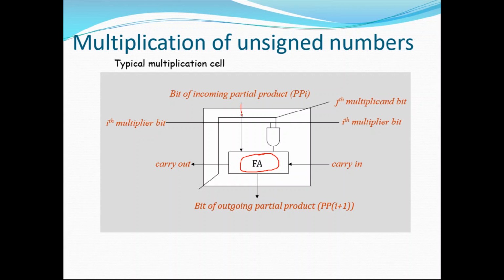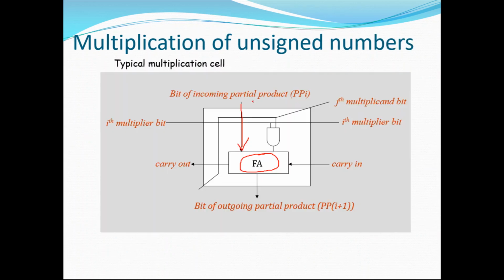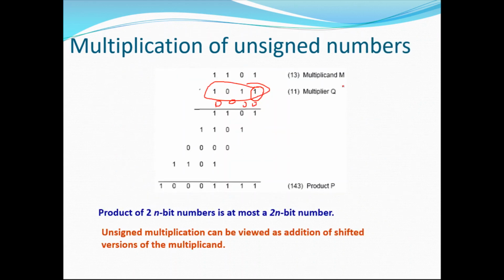What are they? One is the previous partial product. Even if you are encountering the zeroth bit of the multiplier, you will still have a partial product, because initially we assume the partial product is 0. So there are two inputs for the full adder. The first input is the incoming partial product, which we call PPi, the partial product at the ith stage. Here you can call it PP0. After adding this and this, you will get a partial product, right?